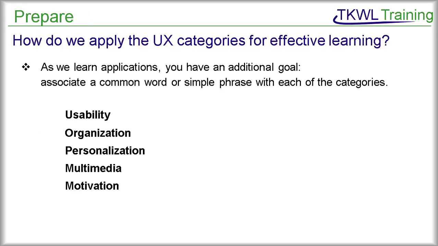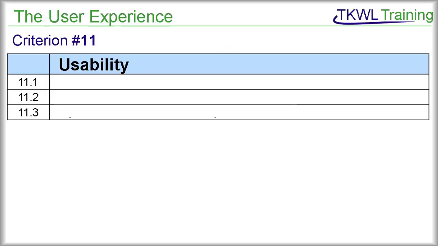Let's begin with the user experience categories that we learned in Part 2. As we go through each, you have one additional task to keep in mind. Try to associate a simple phrase or word that will allow you to remember each of the subcategories. Beginning with usability, what phrases come to mind?